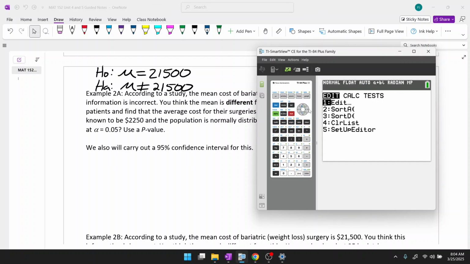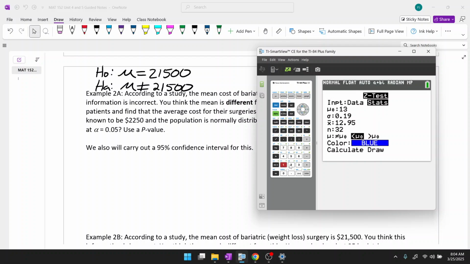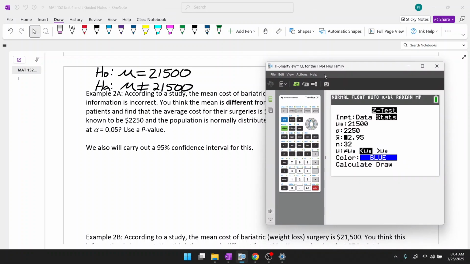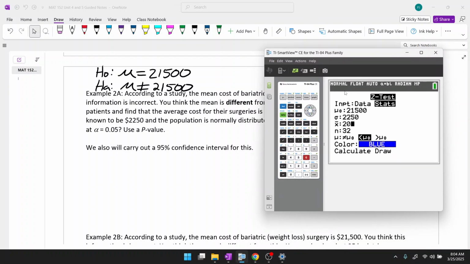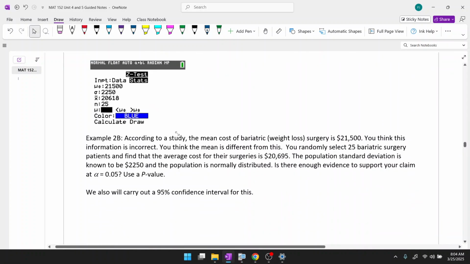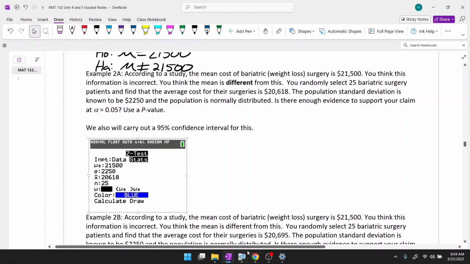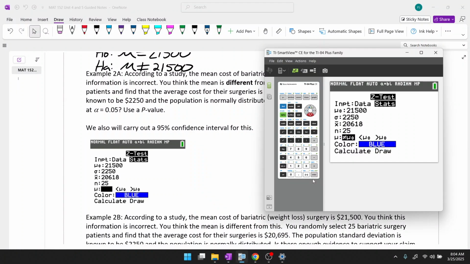Well, basically, the only thing we're going to be doing here is inputting stats. The claim mean was 21.5. Standard deviation was 2250. In this case, what was the sample mean? 2618. And we had a sample size of 25. And what we're going to do here is it's going to be not equal to. So we carry out the hypothesis test like normal, and let's see what happens.